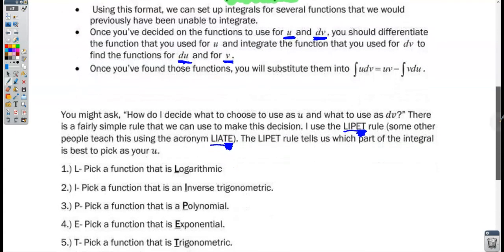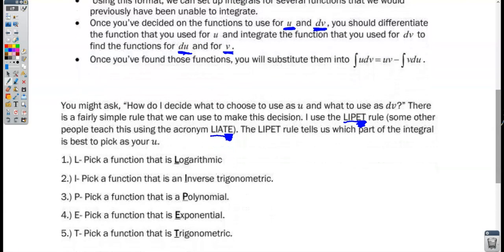Alright, so anyway, this rule tells us which part of the integral is best to pick as your u. So L, those are logarithmic functions. If a logarithmic function appears in an integration by parts, it should be chosen as the u. Then I, inverse trigonometric. So if we have an inverse trigonometric, that should be our u, unless we also have a logarithmic. And we go down this hierarchy: polynomial, exponential, trigonometric. And we're going to frequently refer to this hierarchy as we get into problems involving integration by parts.